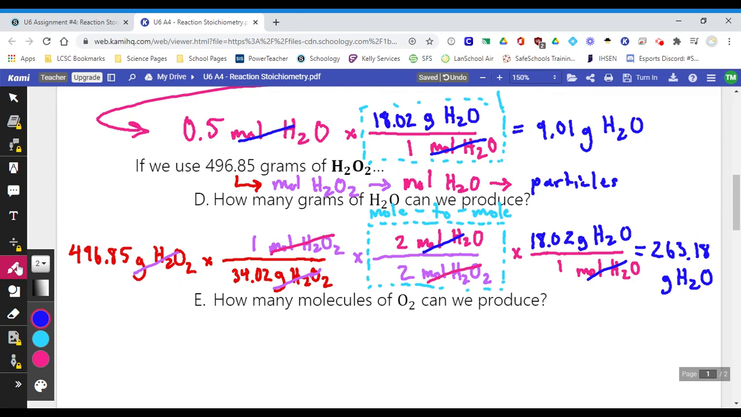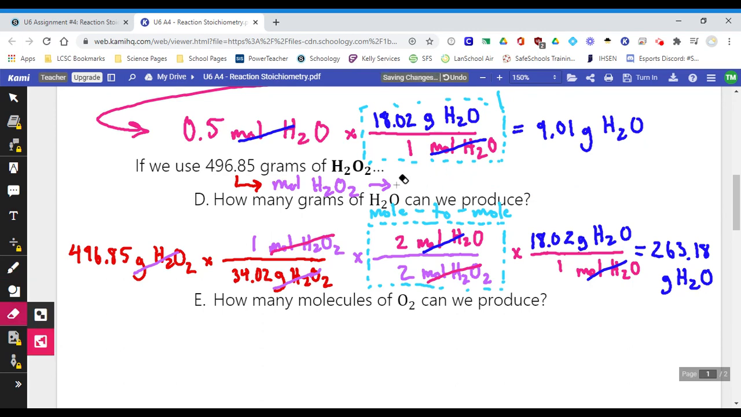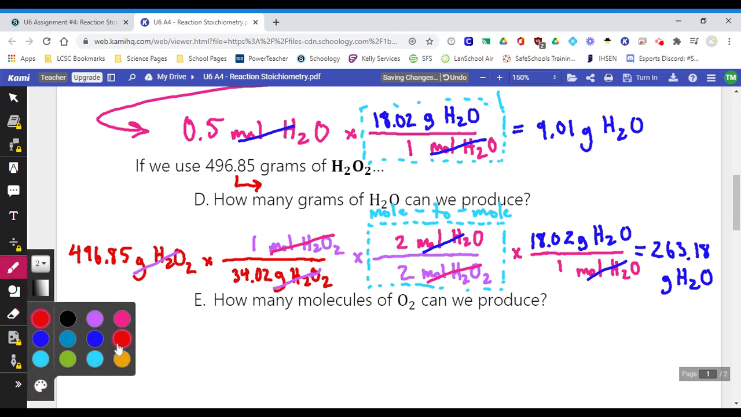This is why we're walking through these, because there's a lot to keep track of, and even I make mistakes on these. So let's just rewrite this. It would be good practice anyway, and it'll help me make sure I stop making mistakes. Okay, if I'm trying to go from 496.85 grams of H2O2, and I want to find molecules of O2, how can I get there? Well, I can change out of grams of H2O2 into moles of H2O2.